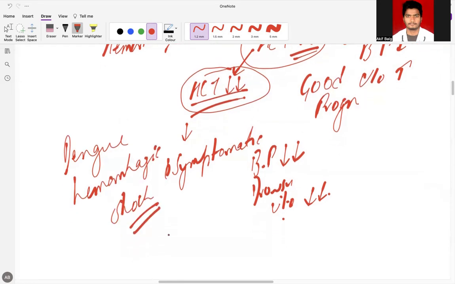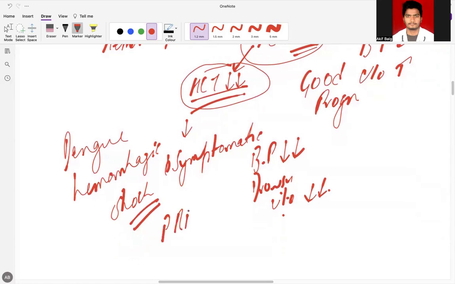In this patient, you need to give packed RBC transfusion, or whole blood transfusion is immediately required along with the platelets.